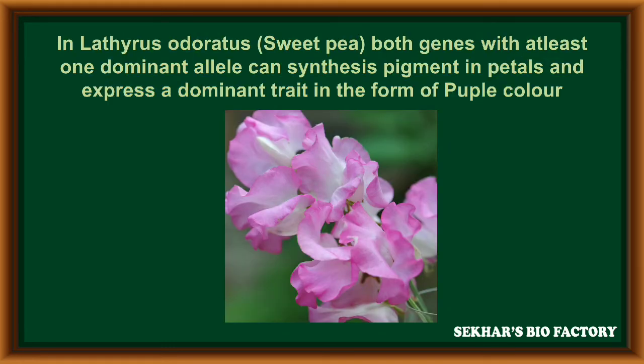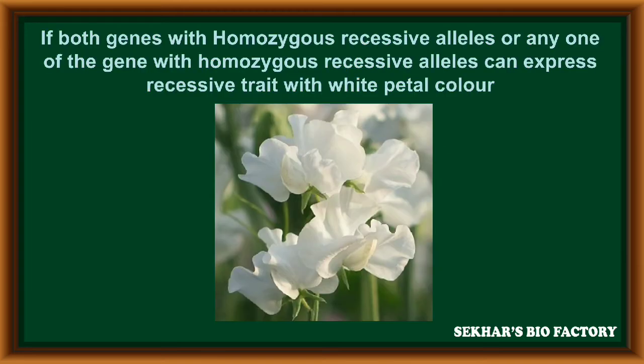In Lathyrus odoratus, the sweet pea plant, when both genes have at least one dominant allele, the plant can synthesize a pigment in the petals. These petals express purple color, and the flower appears purple. It is a dominant trait. If both genes are homozygous recessive, or any one of the genes is homozygous recessive, it expresses a recessive trait. At this time, the petal color becomes white. It is a recessive trait in the sweet pea plant.